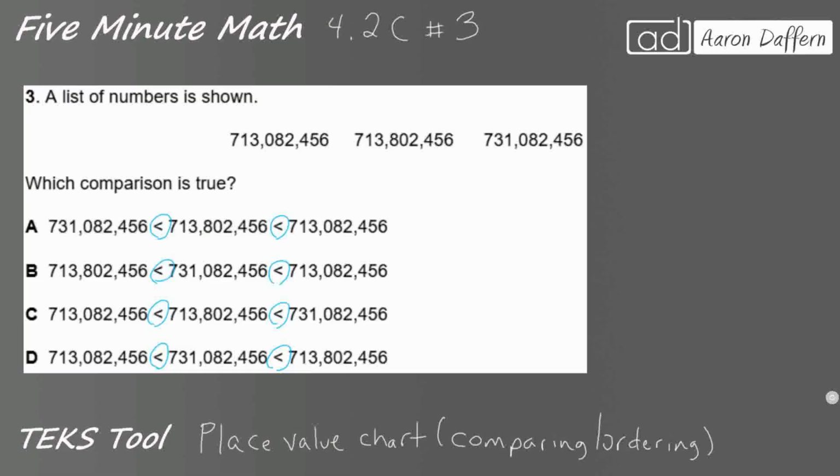So it says for A, B, C, and D that the first number is less than, so let me write that out, less than the middle number, and the middle number is less than the final number. So this is going to be the least number, and this is going to be the greatest number, because each number to the right gets larger and larger than the one on the left. So this lets us know that we need to go from least to greatest. So let's build a place value chart.